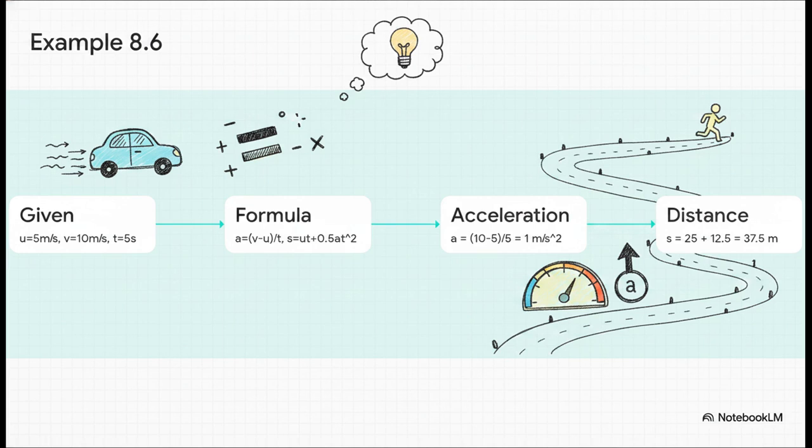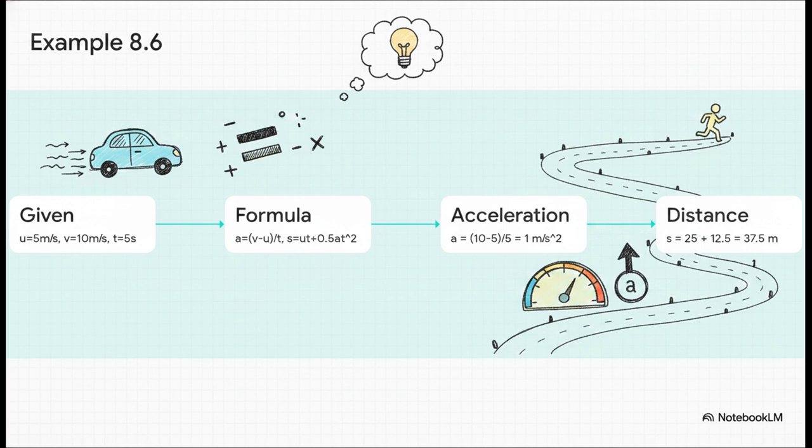The crucial trick here is using the first equation to find our acceleration and then seamlessly substituting that into the second equation to find our distance. A car accelerates from 18 to 36 kilometers per hour. Here's what we're given. u is 5 meters per second, v is 10 meters per second, and t is 5 seconds. Using our first formula, acceleration is 10 minus 5 divided by 5, which equals 1 meter per second squared.